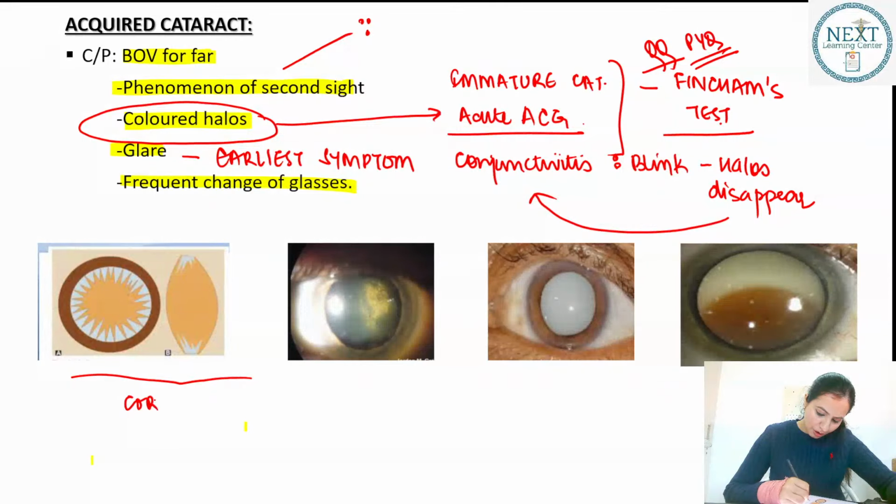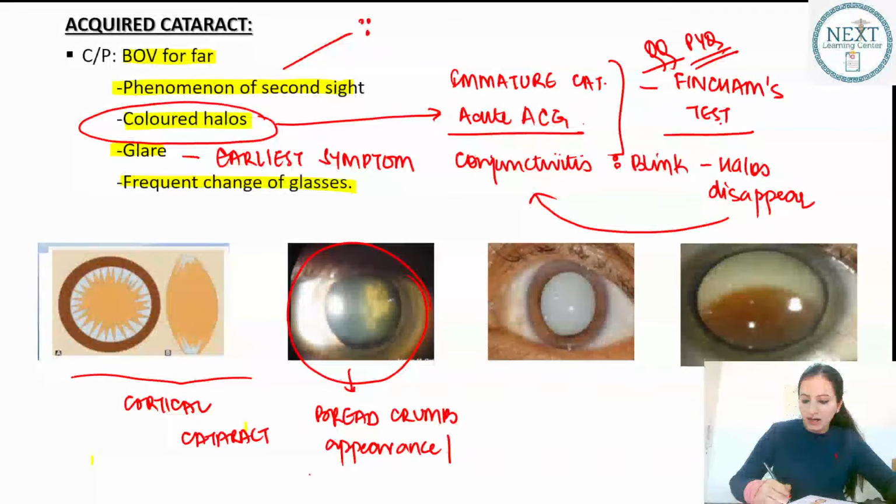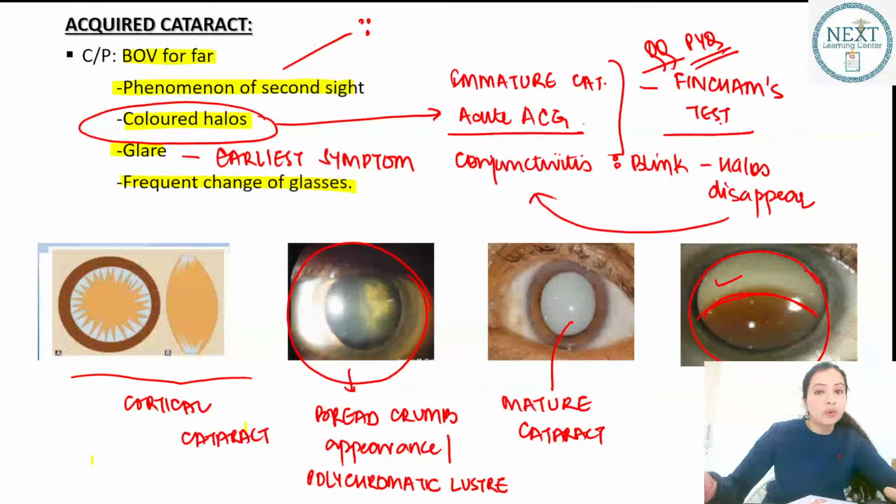This is your cortical cataract. This is your characteristic breadcrumb appearance, or what you also call polychromatic luster. Then this is your mature cataract. Everything is white, and if you see white with something like this, this is your sunken nucleus and this is your liquefied cortex. You call it a hypermature cataract.